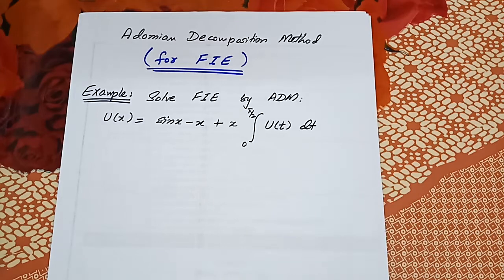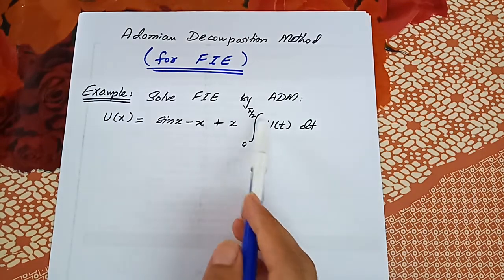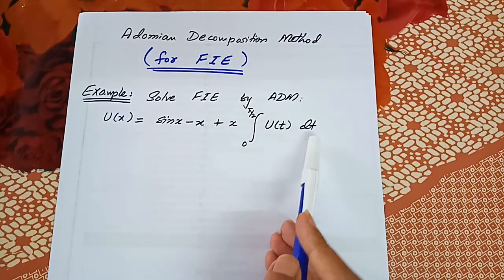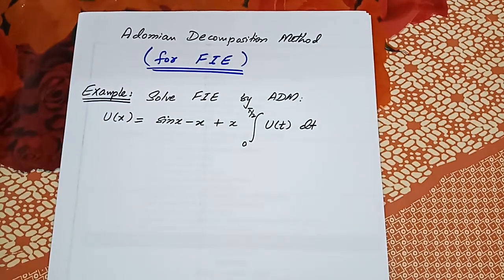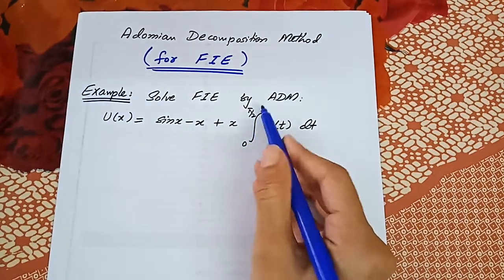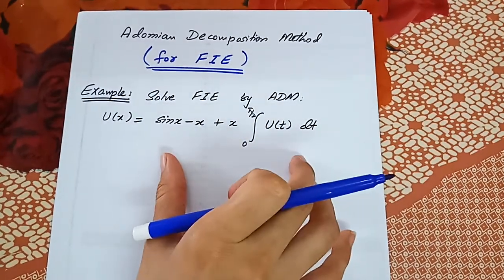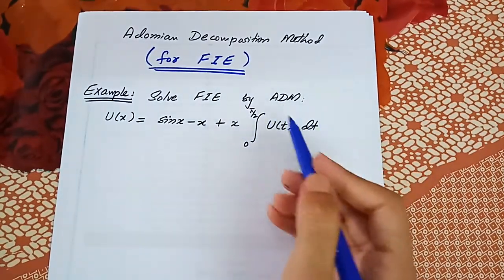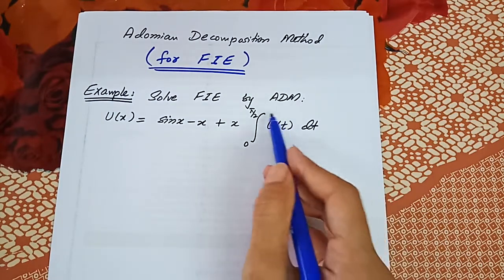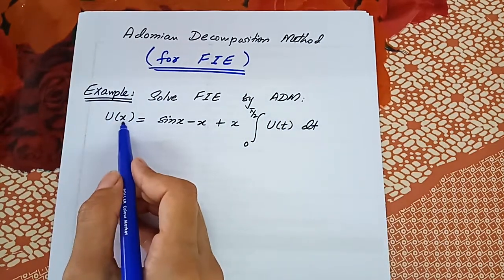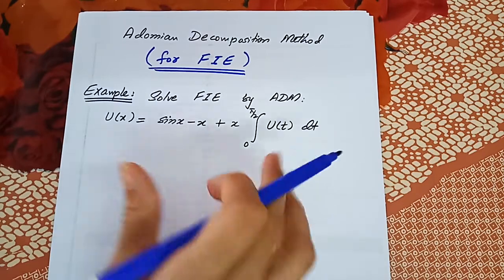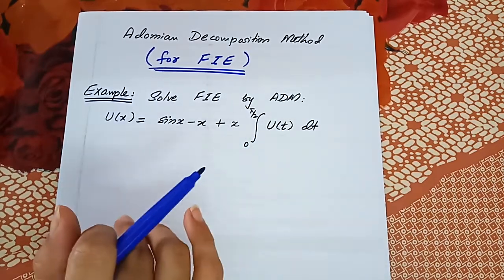Fredholm integral equation is taken here, that is u of x is equal to sine of x minus x plus x times integral 0 to pi by 2 u of t dt. This is the Fredholm integral equation because both the upper limit and the lower limit are constants. And this is the second kind Fredholm integral equation because the unknown function u is appearing under the integral sign and outside the integral sign as well. So this is Fredholm integral equation of second kind.